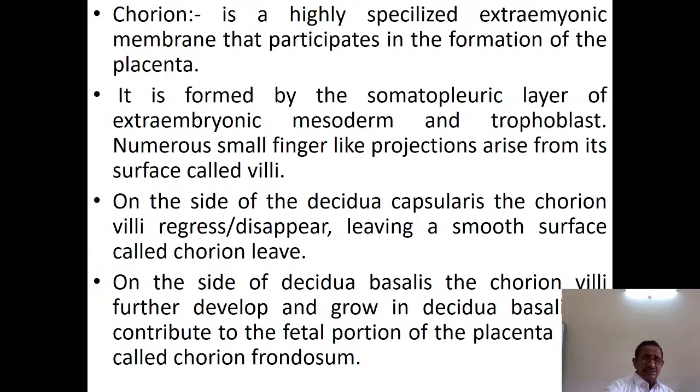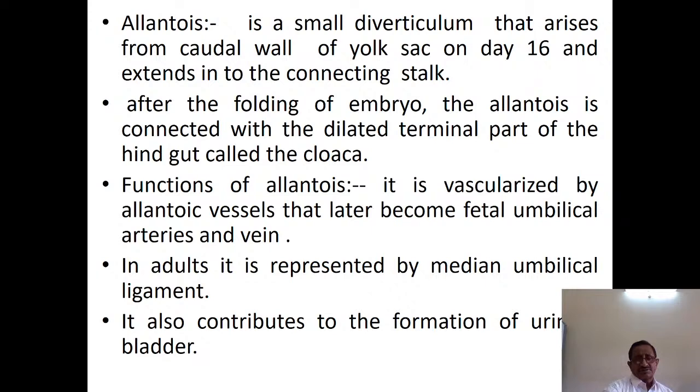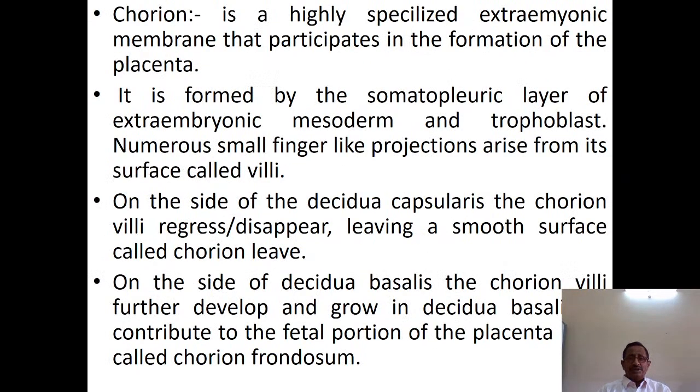So that's about the urachus, allantois. Of course, urachus is also a large part of the allantois. Now, chorion. Chorion is a highly specialized extraembryonic membrane that participates in the formation of placenta. It is formed by the somatopleuric layer of extraembryonic mesoderm and trophoblast.